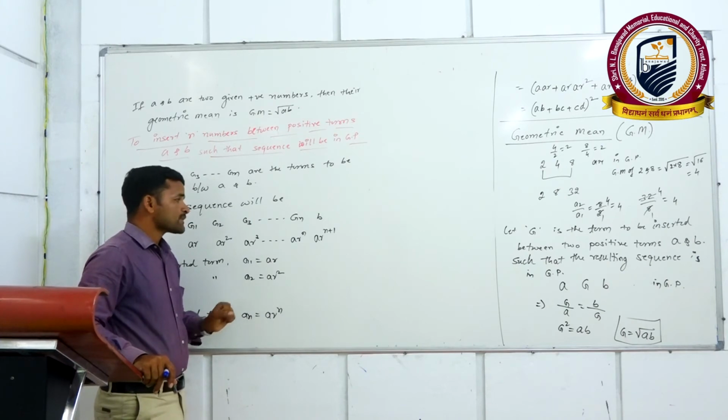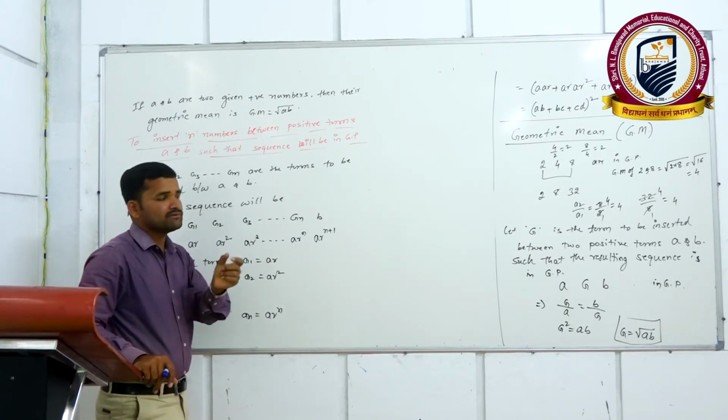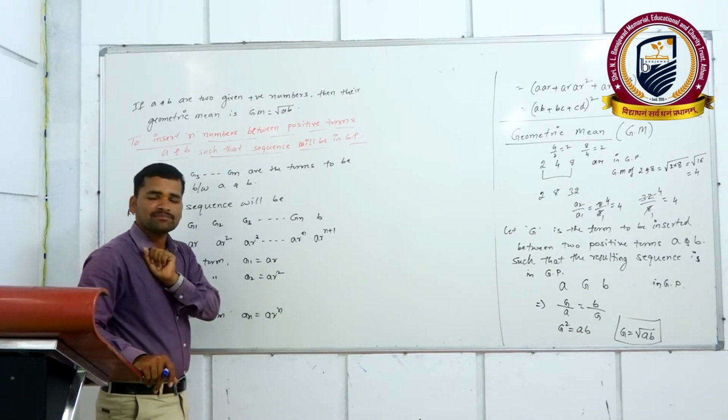Okay. Suppose they give you two numbers, 2 and 32. Insert 3 numbers between them.